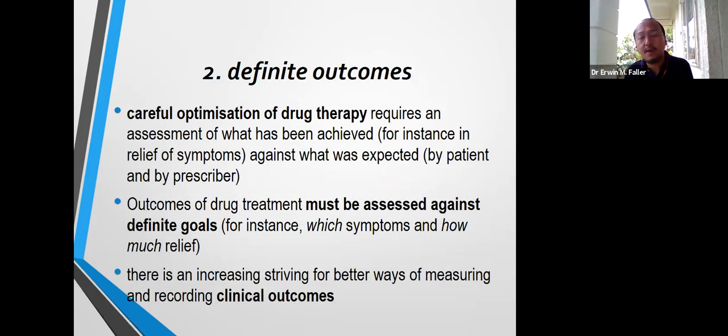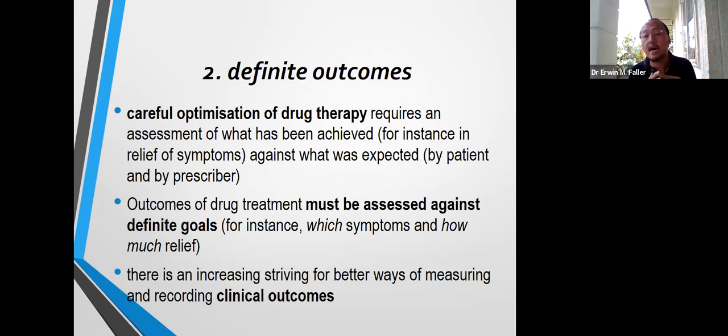Number two is definite outcomes. The goal of our drug therapy requires assessment to achieve certain expectations or goals for our patient and also for our healthcare providers. And we will be able to assess this against our definite goal.